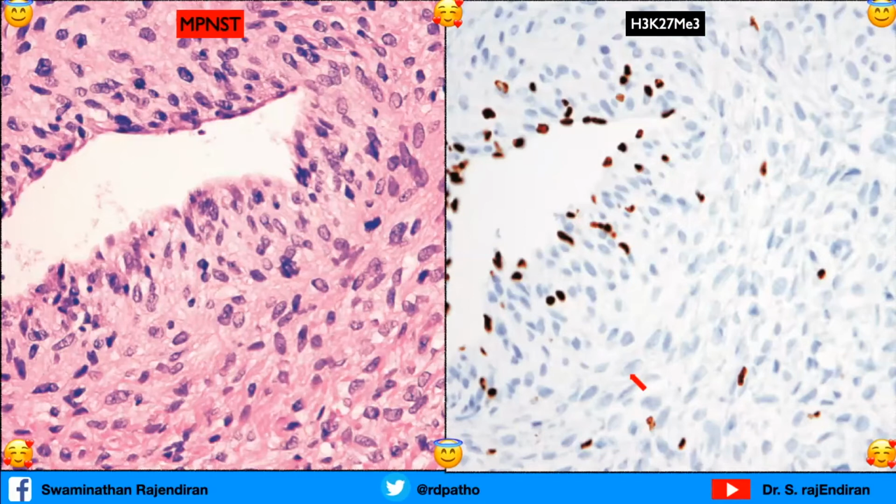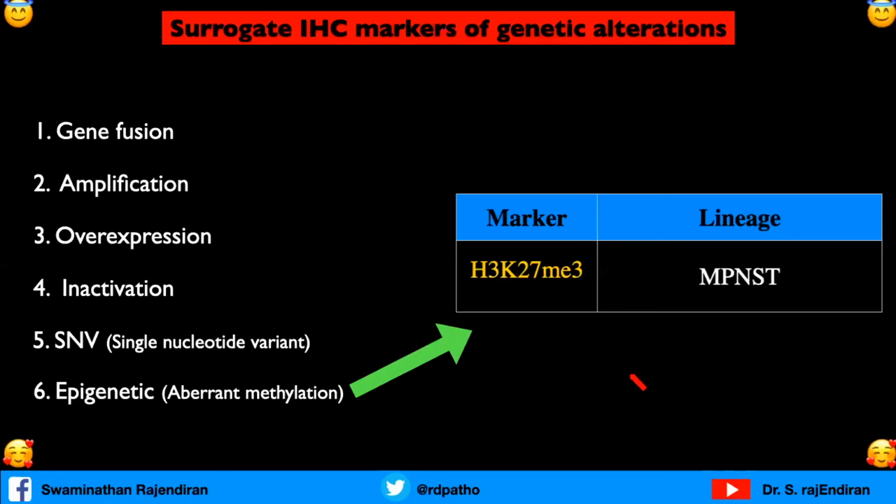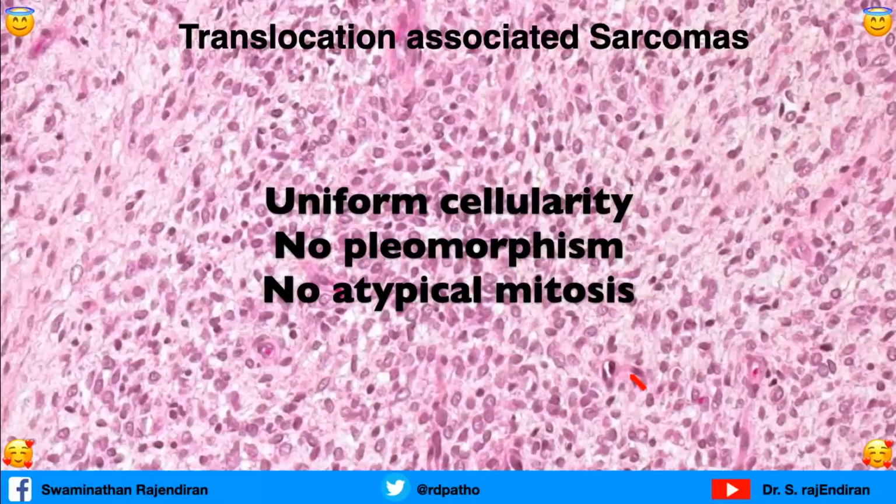Okay, please remember loss of H3K27me3 in MPNST. That's an aberrant methylation marker that is lost. So that brings the end of all the markers.